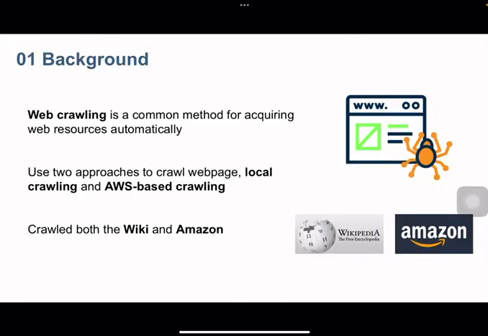With the rapid development of information technology, massive amounts of information are emerging and making it difficult for people to process and understand it. Web crawling is a common method for people to acquire web information automatically. For this project, we use 2 methods to crawl the web. They are local crawling and AWS-based crawling, and we mainly crawl 2 websites, Amazon and Wiki.